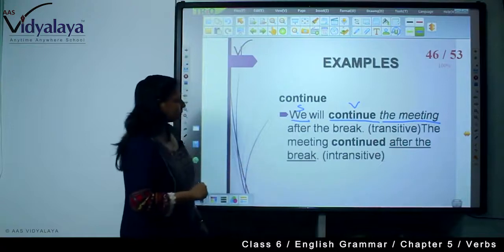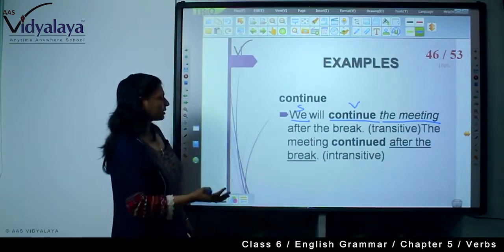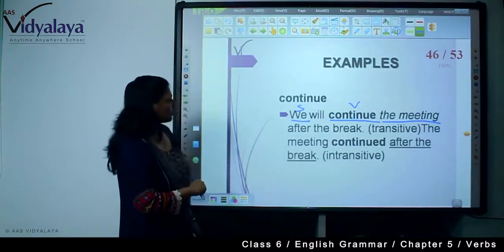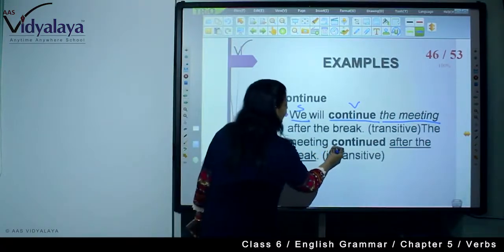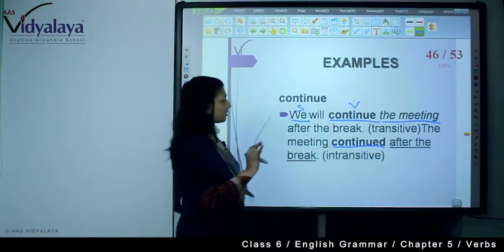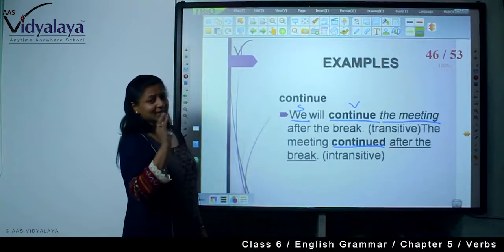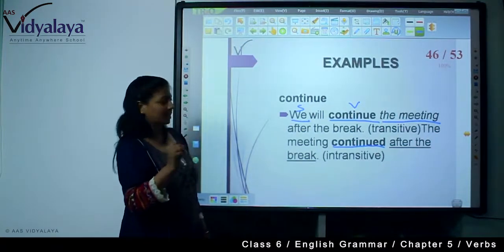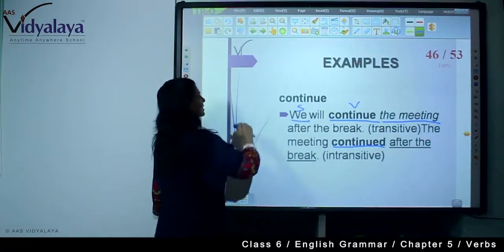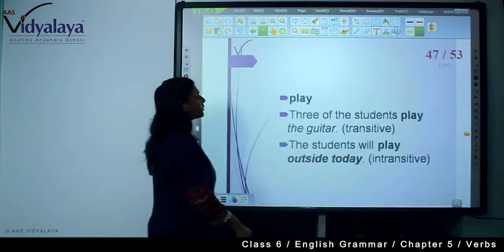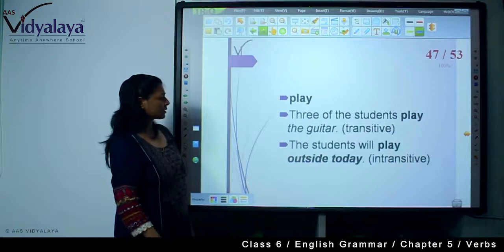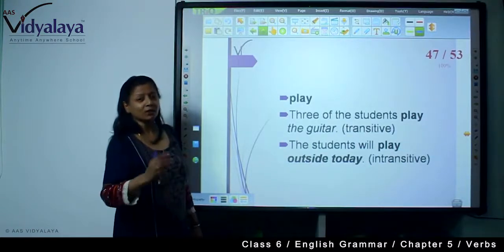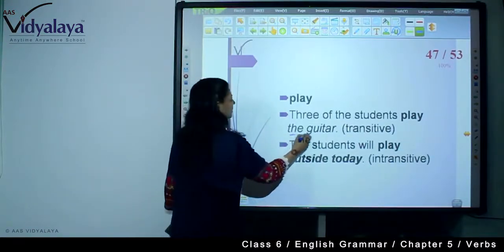And here, the meeting continued after the break. Here, continued is intransitive. There is no passing over from subject to an object. Now play. Three of the students play the guitar. Play what? The guitar. The object is here.